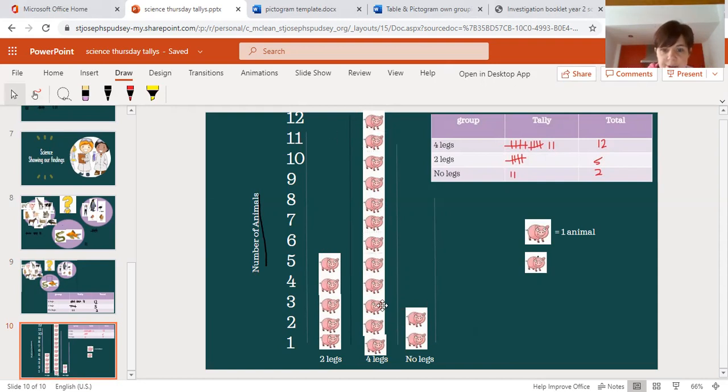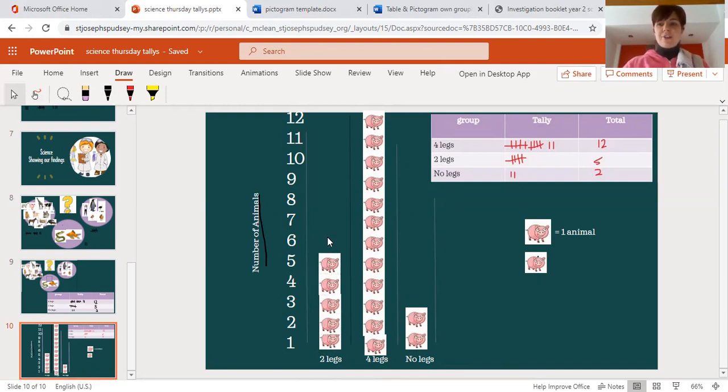Let's have a look. So this is the most, and it's 4 legs. So most animals had 4 legs. Okay. What about the least? Which group has the least in? Yep. So no legs, 2. So fewest animals had no legs, not 2 legs. Only 2 animals had no legs. And finally, 2-legged animals. Our pictogram shows us that 5 animals had 2 legs.